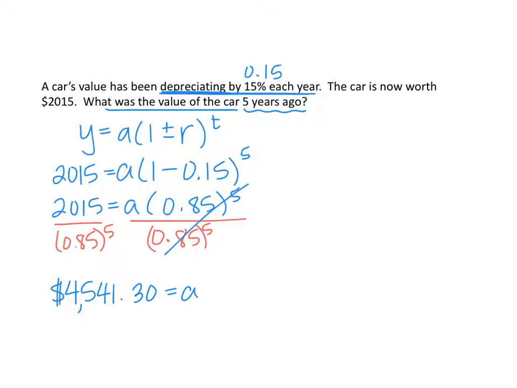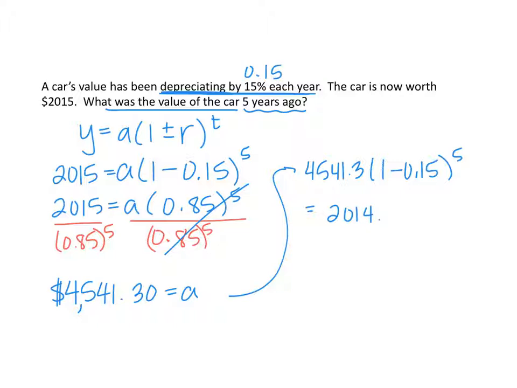It's a good idea to double check to see if this answer works. So I'm going to plug that initial amount back into the original equation, 4541.3 times 1 minus 0.15 to the fifth, and simplify that, and it ends up equaling, I'm going to type it in the calculator, 2014.99. So we're just a tiny bit off because the answer's been rounded at the end. So it works. It's always a good idea to do that. So this is our answer for the initial amount.